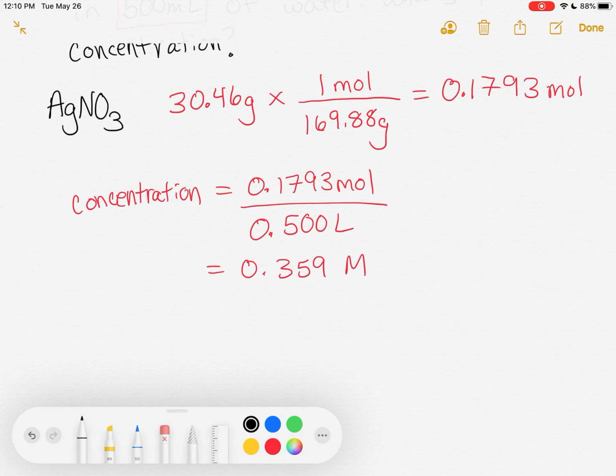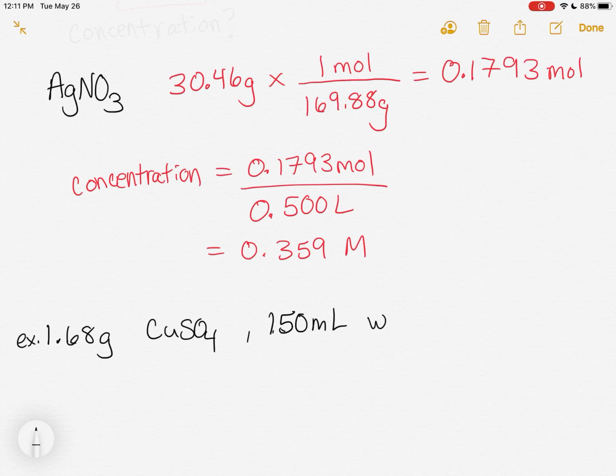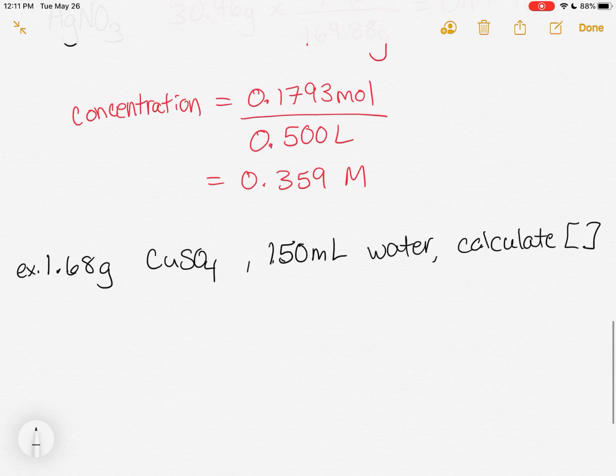So in this next example, same thing. We're going to have, so this is another example. So 1.68 grams of copper 2 sulfate. So copper 2 sulfate is CuSO4. And 150 milliliters of water. And we want to calculate concentration.